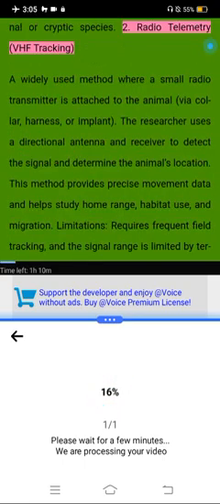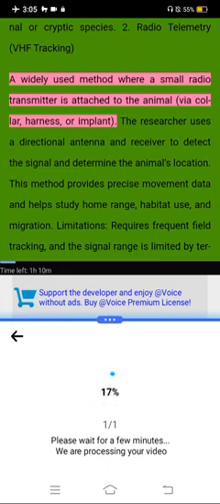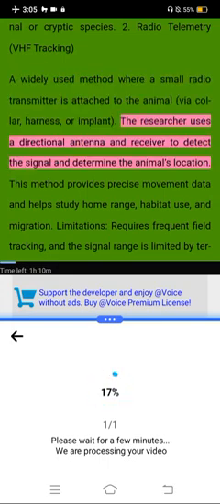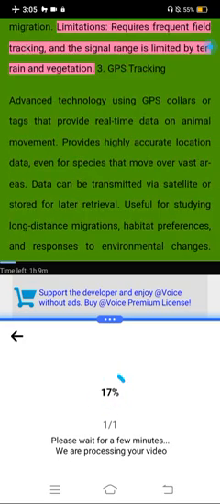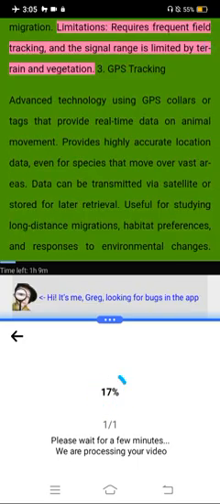2. Radio telemetry (VHF) tracking. A widely used method where a small radio transmitter is attached to the animal via collar, harness, or implant. The researcher uses a directional antenna and receiver to detect the signal and determine the animal's location. This method provides precise movement data and helps study home range, habitat use, and migration. Limitations: requires frequent field tracking, and the signal range is limited by terrain and vegetation.